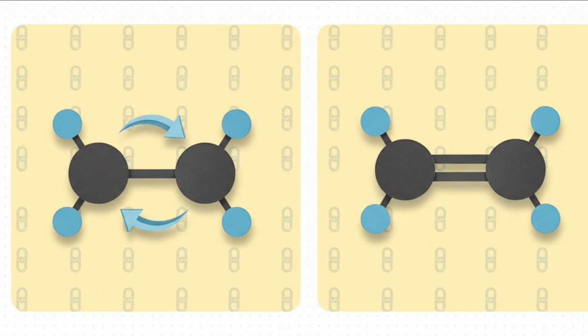On the left, we have ethane. Notice it only has single bonds between the carbons. We call this saturated because it's holding every single hydrogen atom it possibly can. It's full. Now, that single bond also lets the molecule twist and rotate freely. But look at ethene on the right. That double bond makes it unsaturated, and it completely locks the molecule in place. It's rigid. There's no twisting around that bond.